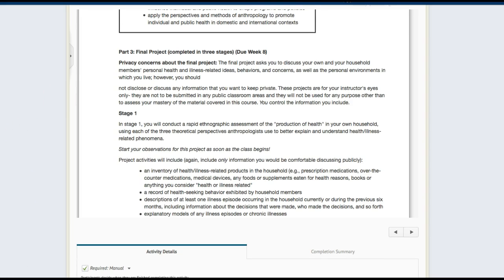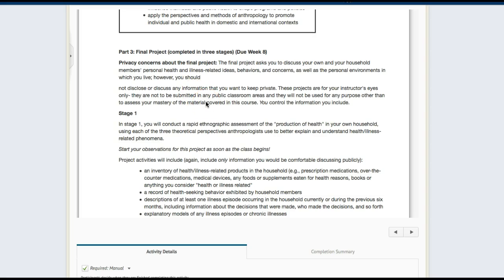So now we're going to shift our focus and talk about our final project, which is due in week 8 and is to be completed in 3 stages. So first, I just want to briefly note the very important privacy concerns about the final project. This project asks you to discuss your own and your household members' personal health and illness-related ideas, behaviors, and concerns, as well as the personal environments in which you live. However, you should not disclose or discuss any information that you want to keep private.